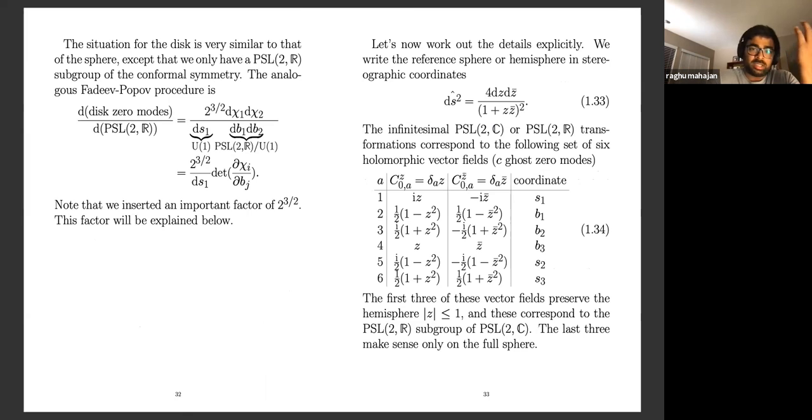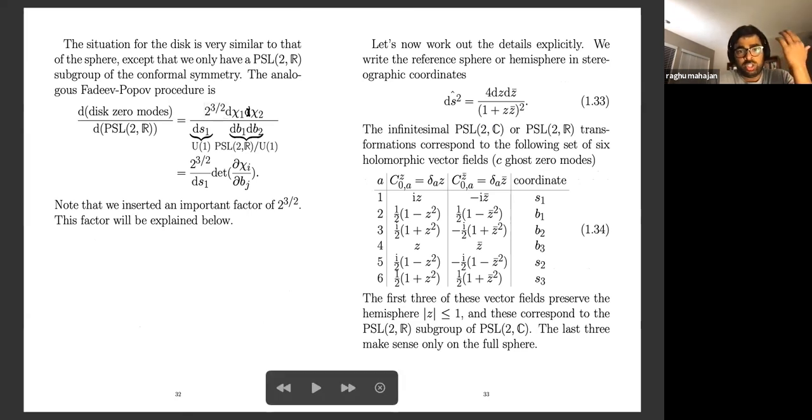And for the disk, it's similar. So there are 2 zero modes, chi1 and chi2. These correspond to these tan theta over 2 e to the plus i phi functions. And the SL2R has 3 coordinates. There is a U1, which is preserved, and 2 which are broken.